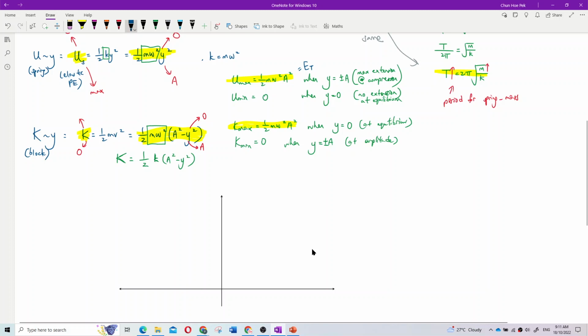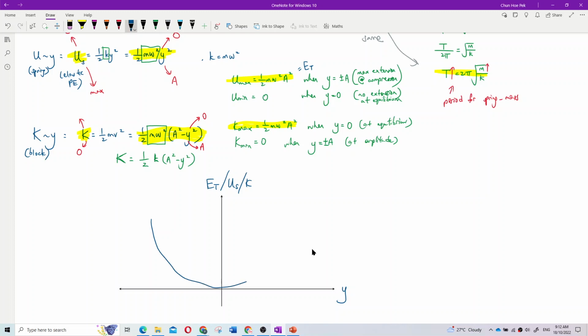Okay. So this is the energy, the total energy, or the potential energy of the spring, or the kinetic energy of the block. And this is the displacement. Okay, so we have 3 graphs. We have this graph. What is this?